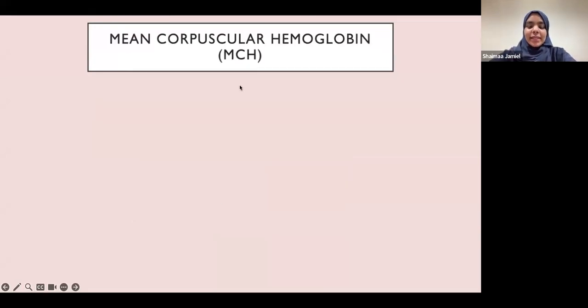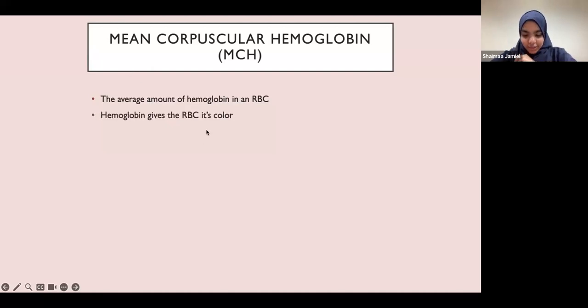So like we said, MCH is the average amount of hemoglobin in a red blood cell, okay? And what gives red blood cells their color? Hemoglobin, right? So hemoglobin will give the red blood cells its color.